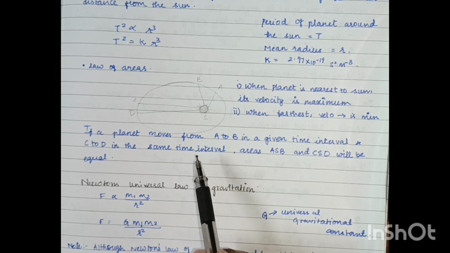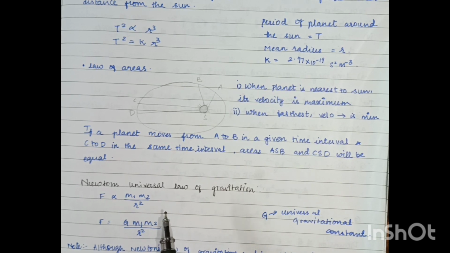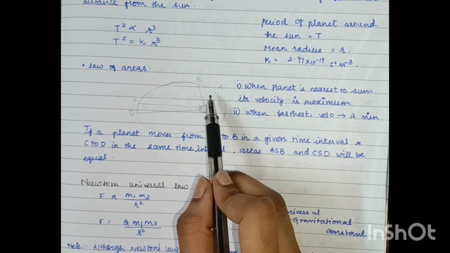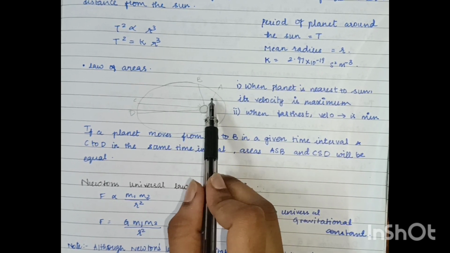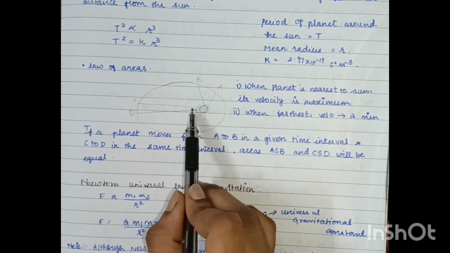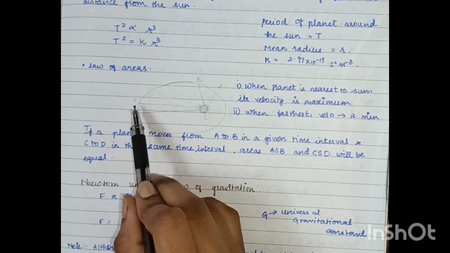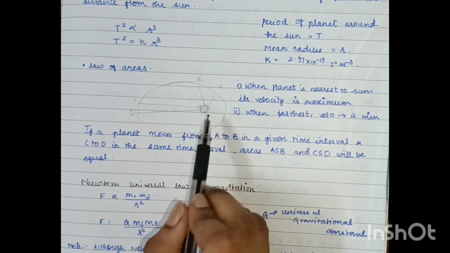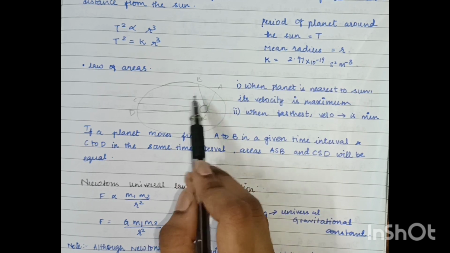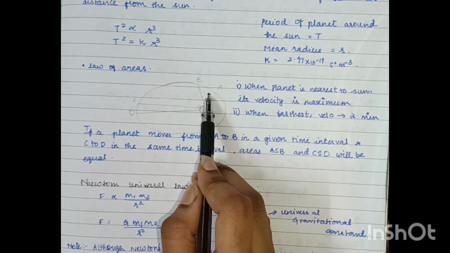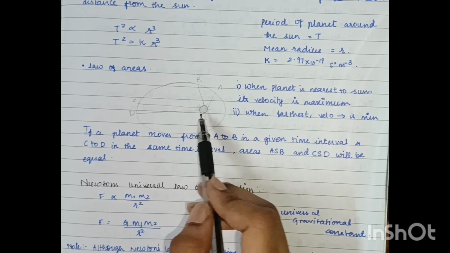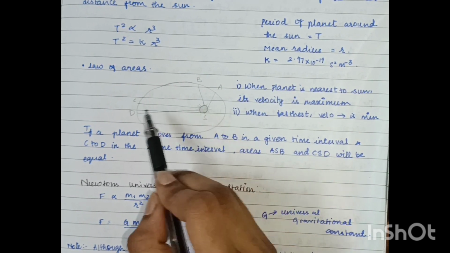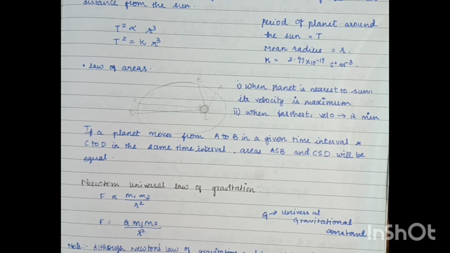This is what we have seen as the law of areas. That is, it will sweep out equal areas in equal intervals of time. From A to B, if it is going with time t1, then in the same time t1, if this is the area for C to D, CDS is the area, then BAS and CDS will be the same. If the time is the same, here it takes time t1, here also it takes time t1, then BAS and CSD, both areas will be equal.